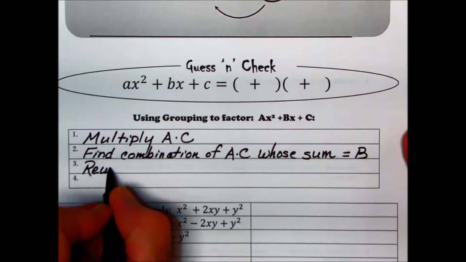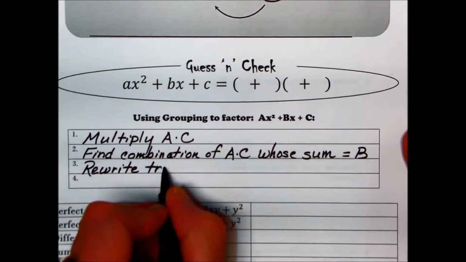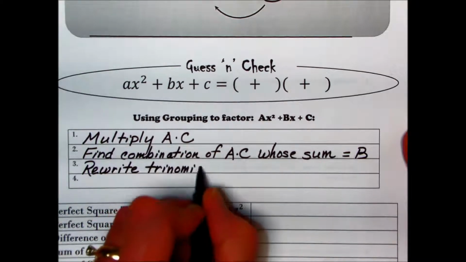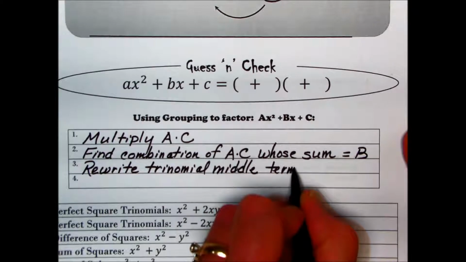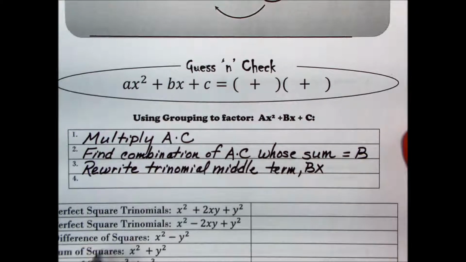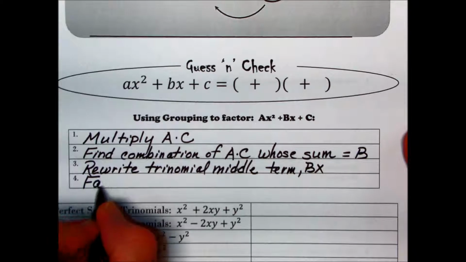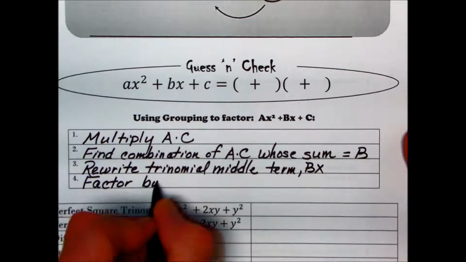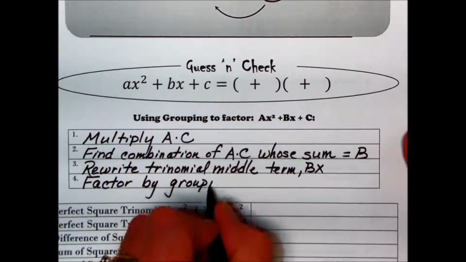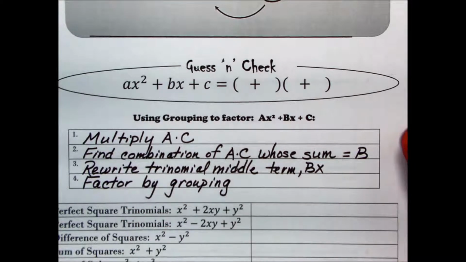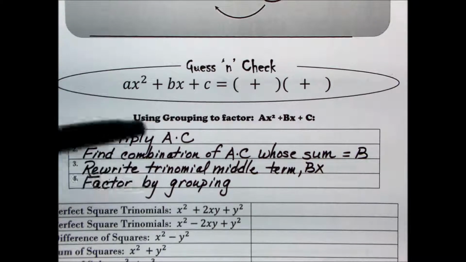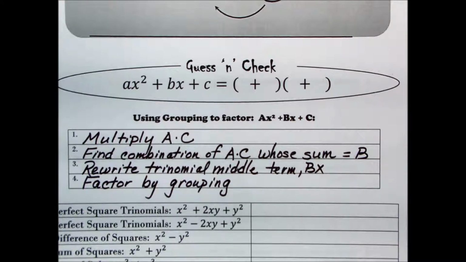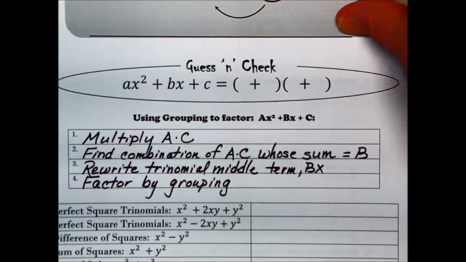Then you are going to rewrite the trinomial middle term bx using those factors, and then we are going to factor by grouping. And I'm sure this is absolutely Greek and you're ready to hit click, shut this off, but hang on, I'll show you these two methods, and I think most of you probably will like this grouping by factoring method. But let's start.